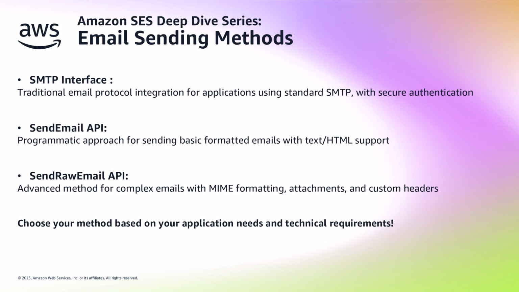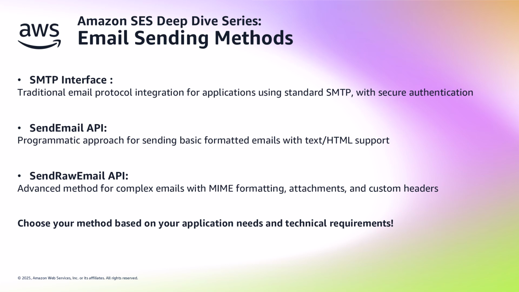First is the SMTP interface. It works just like the traditional email servers, but with SES enhanced deliverability. And it's perfect for applications that already use SMTP or need simple integration. Then there is Send Email API. It's a straightforward programmatic approach for basic formatted emails. This works great for applications that need to send simple text or HTML content.